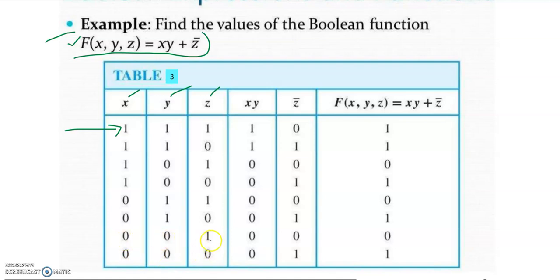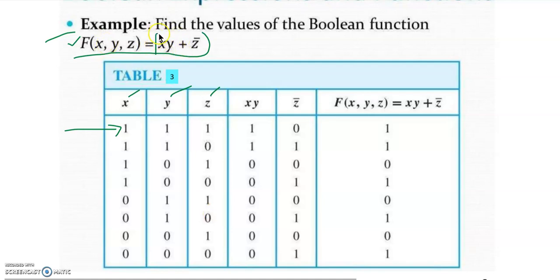Next you see 000, 001, 010, 011, 100, 101, 110, 111. These are the 8 different 3-tuples for 3 variables. This you have to list first. Then you see in the function what I have: xy.